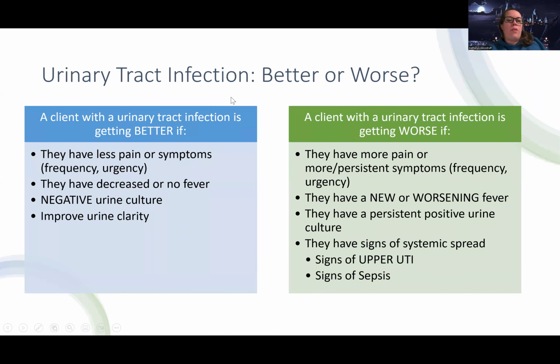All right. So a client with a UTI is better if they have less pain or symptoms like frequency and urgency, decreased or no fever, a negative urine culture, or maybe improvement in their urine clarity. And it's getting worse if they have more pain or more persistent symptoms like frequency and urgency, a new or worsening fever, or a persistent positive urine culture, like their culture is not improving or becoming negative. And then any signs of systemic spread, so signs of an upper UTI or signs of sepsis or shock, things like that.